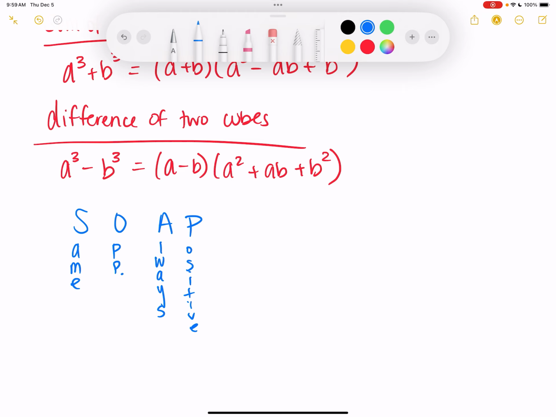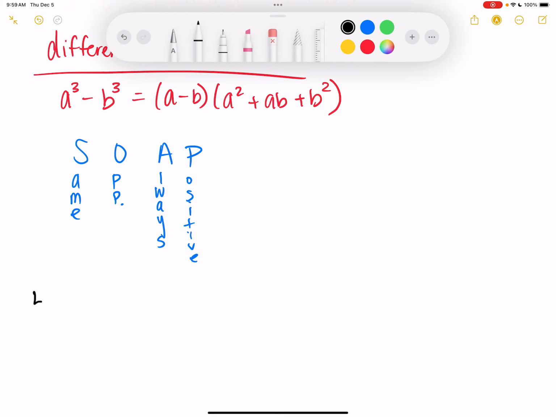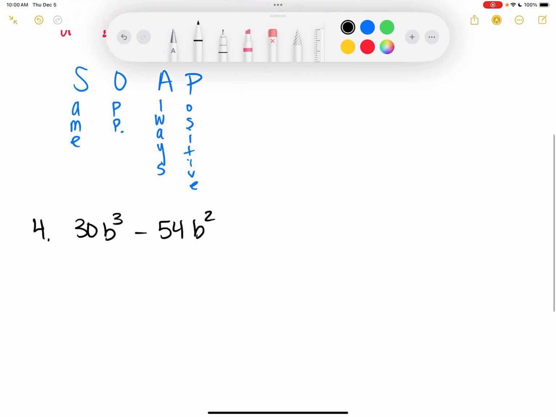The first one just says to factor completely. So that can be any kind of factoring, but it will include factor by grouping. So number 4, I've got 30b cubed minus 54b squared. Anytime I have a problem like this, my first thought is going to be factor by grouping. So I want to take out the biggest thing from each piece that I can. What is the common thing that I can take out of these pieces? 2b squared. So I can take out something bigger than 2, but b squared is correct.